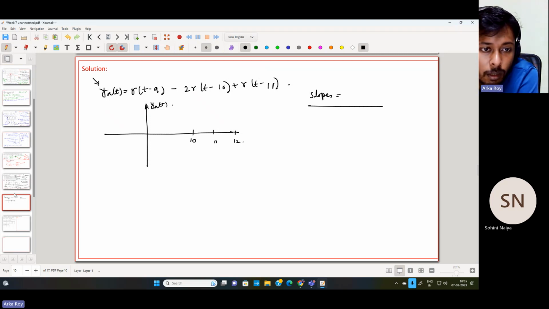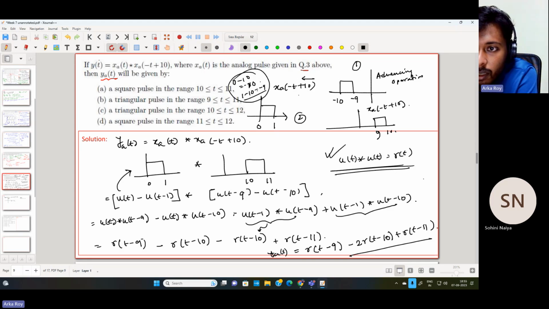So what we did initially is that while advancing the signal, I wrote -10 and -11. I mistakenly wrote that -11 part. It will be -10 and -9. So if I use the -10, -9 operation, then I will get the particular signal over here. So y(t) is equal to r(t minus 9), minus 2 r(t minus 10), plus r(t minus 11).